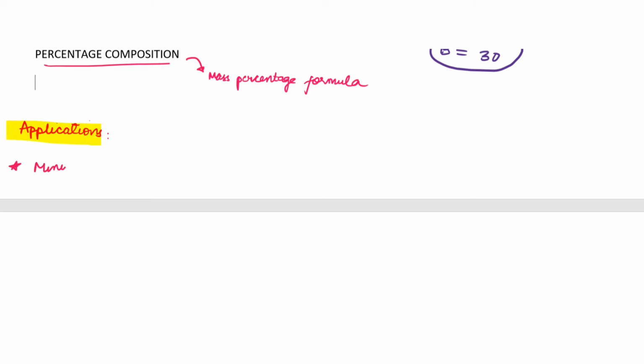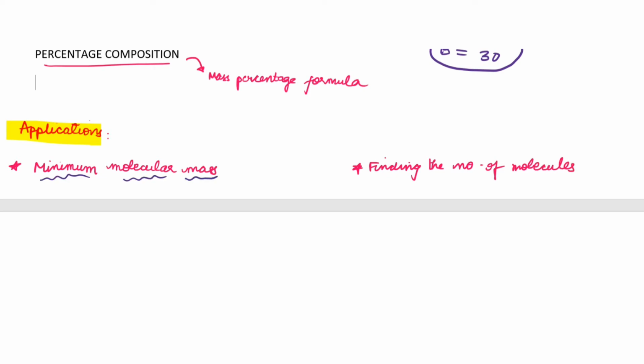First application is to find the minimum molecular mass. Second application is finding the number of molecules. So let's look at the first application through a question. Insulin contains 3.4 percentage sulfur. Find the minimum molecular mass of insulin. So this is the question.